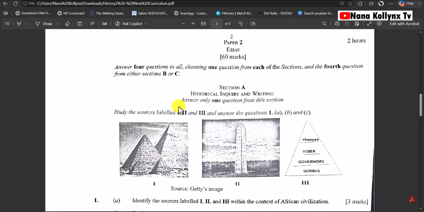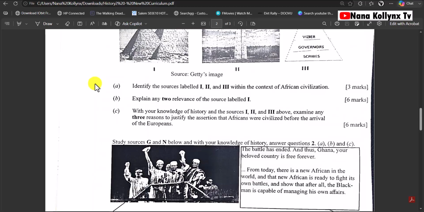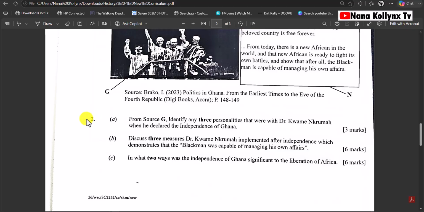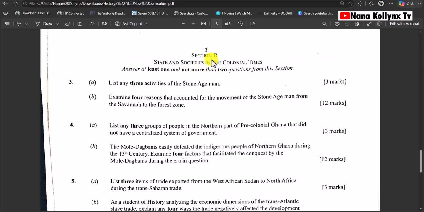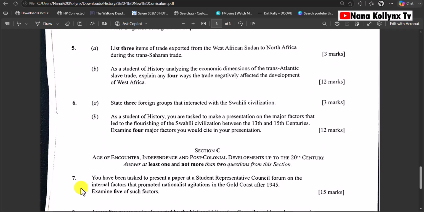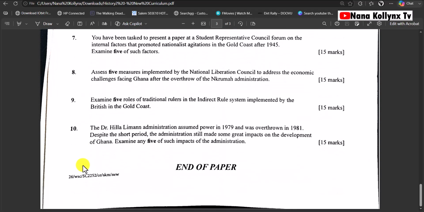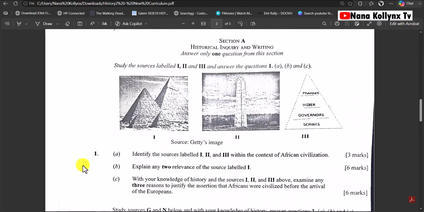3. So we have section A. We have 2 questions here in section A. This is 1 question under section A. Then we have number 2, of course, question in section A. So these are the 2 questions in section A. Then we have here section B. We have 4 questions under it. Then we have section C. We also have 4 questions under it. So in all, you are supposed to choose 4 out of 10 questions.